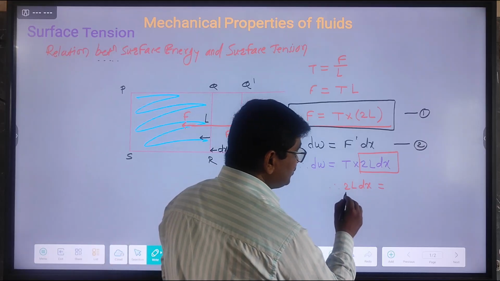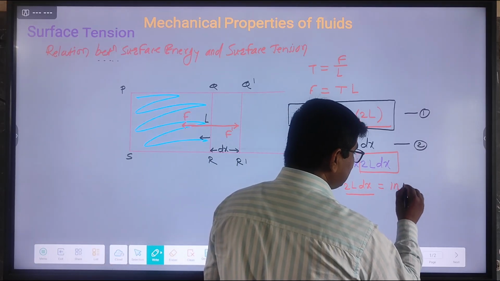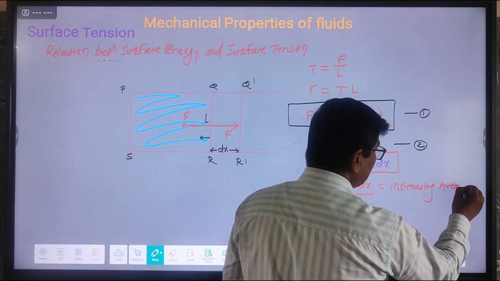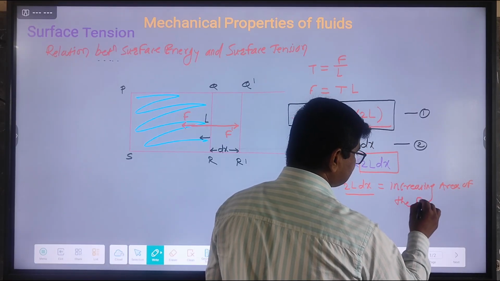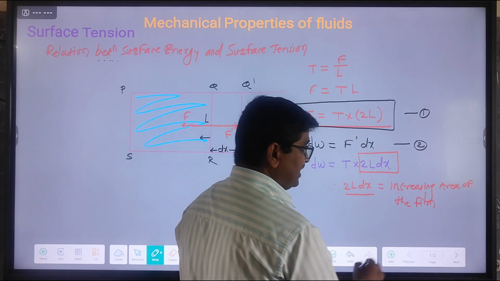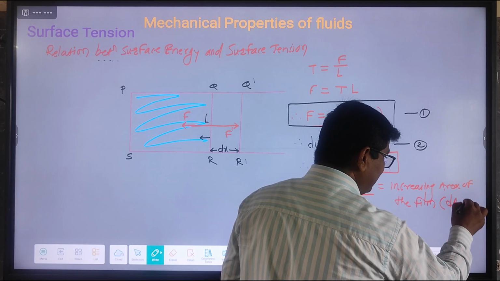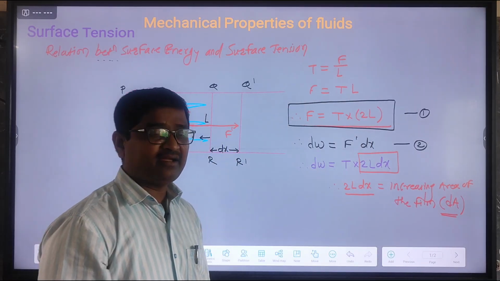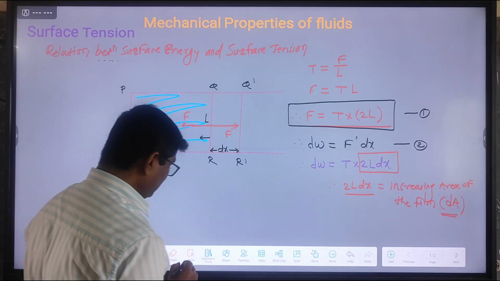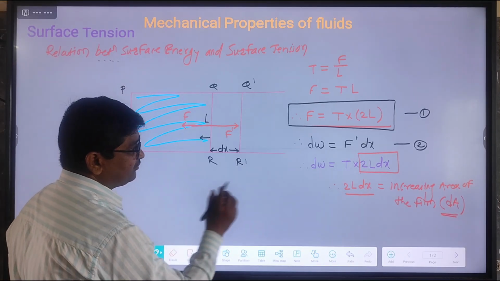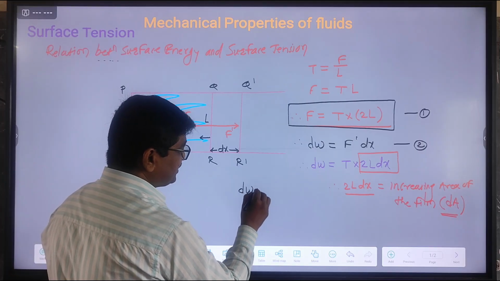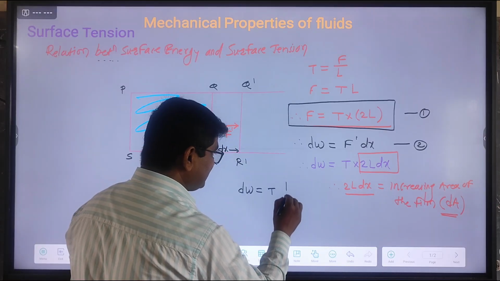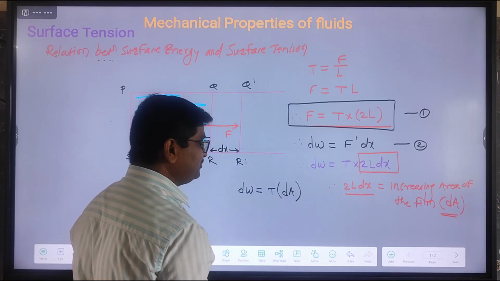So it means that 2L dx indicates the increasing area of the film. This is the increasing area of the film, and this increasing area will be denoted by dA. So it means that 2L dx is equal to the increasing area, which is represented by dA. So put this value in the equation. So what do we get? Now we get the work done dW is equal to T, which stays the same, and 2L dx is called the increasing surface area dA. So we get T into dA.